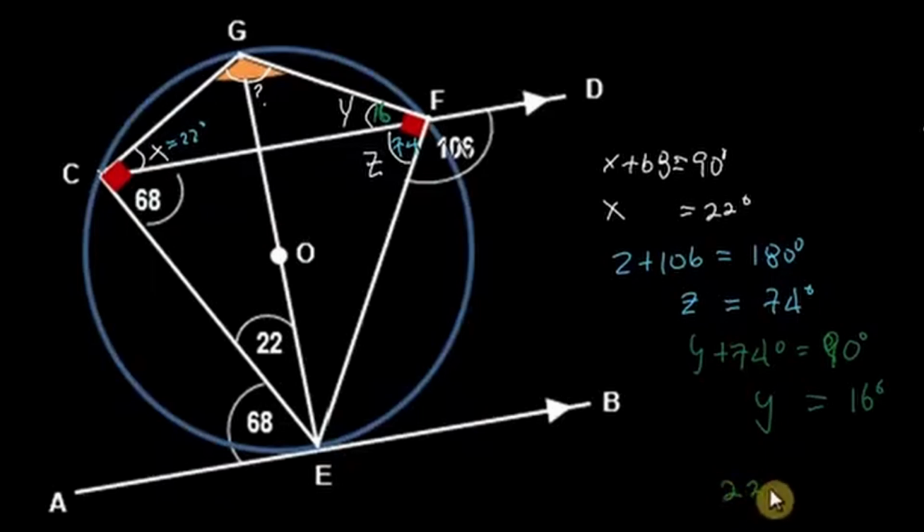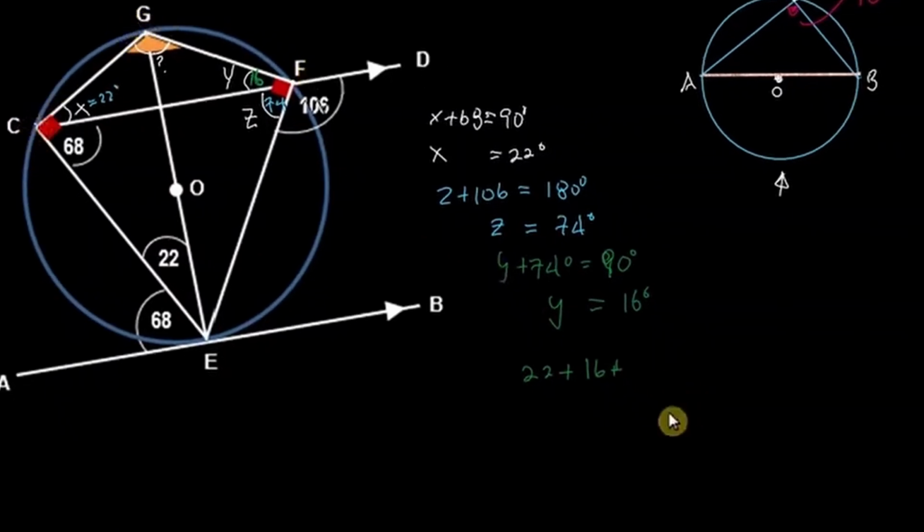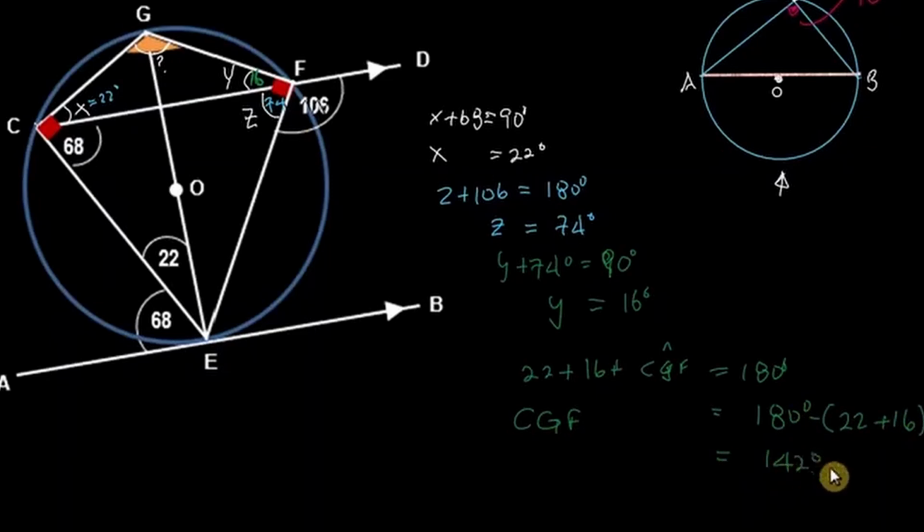Therefore 22 plus 16 plus the unknown angle which we're asked to find, which is the angle at G. Let's call this CGF, which is what we're asked to find. CGF adds to 180 degrees. Therefore CGF, which is the angle we're interested in finding, is equal to 180 degrees minus 22 degrees plus 16 degrees, and that is equal to 142 degrees.